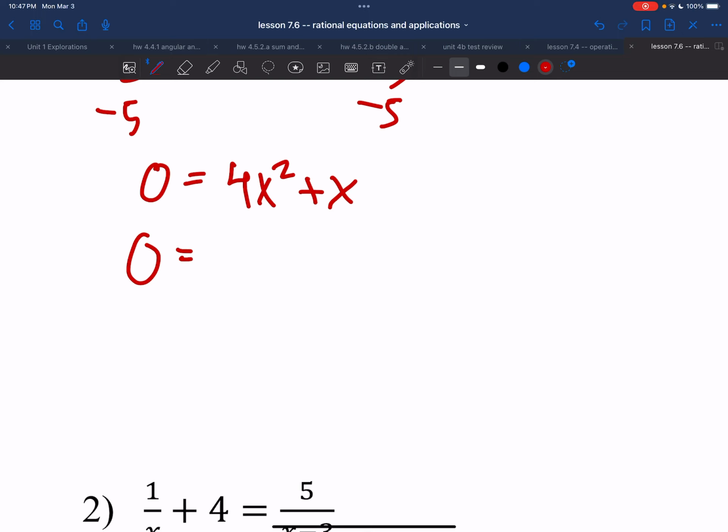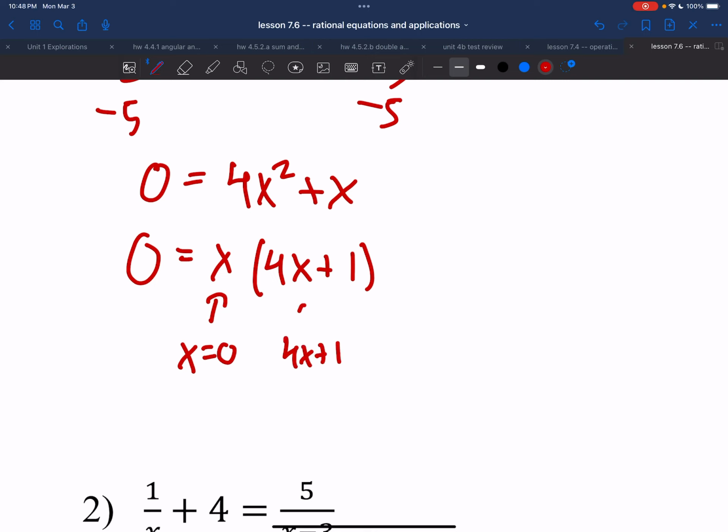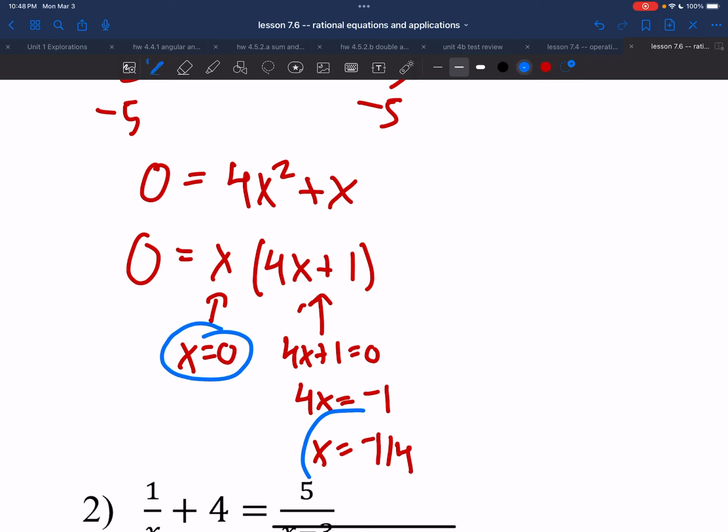That has a GCF of x. Pull that out, I get x times 4x plus 1. Thus, what are the roots? Well, when x is 0, that's a root. And when 4x plus 1 is 0, that's a root. To solve for x on that, I would minus 1 and then divide by 4. And so I get two potential solutions here, x equals 0 and x equals negative 1/4.